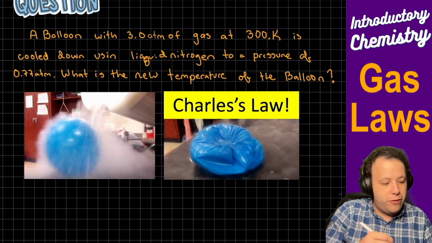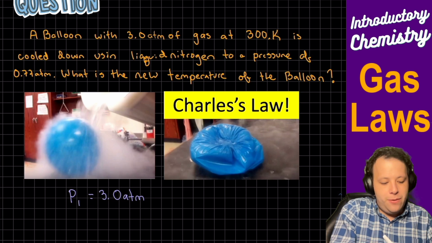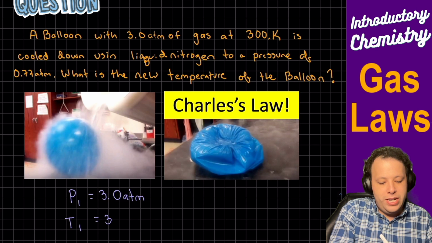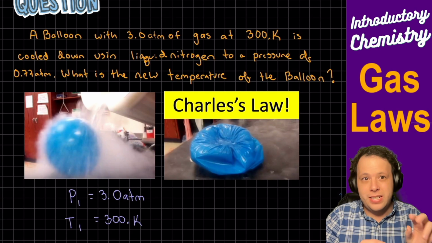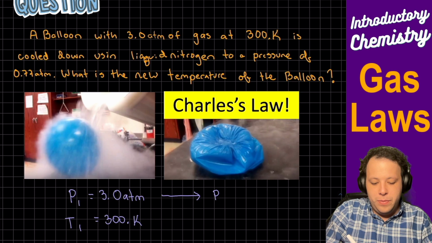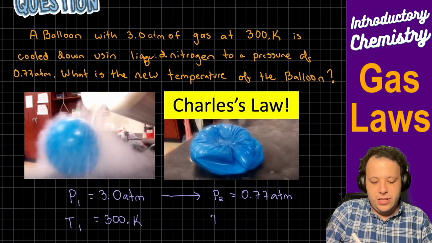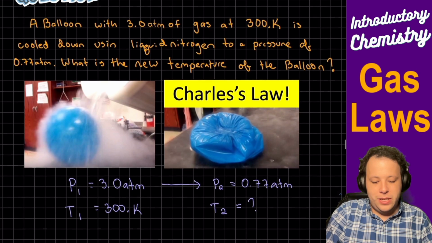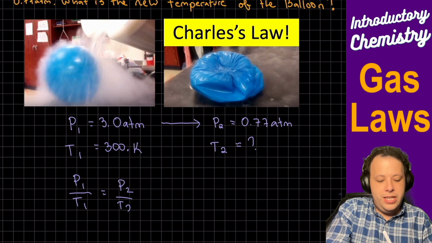So same as before, we're going to write down all of the key things. The first one is that the pressure was at 3 atmospheres, and that was at a temperature of 300 K. And notice how I put the decimal place there to tell you that it's 3 sig figs. Now, the pressure changes to P2, and that's at 0.77 atmospheres. So T2 is not known. We're going to be using our equation, which was P1 over T1 is equal to P2 over T2.